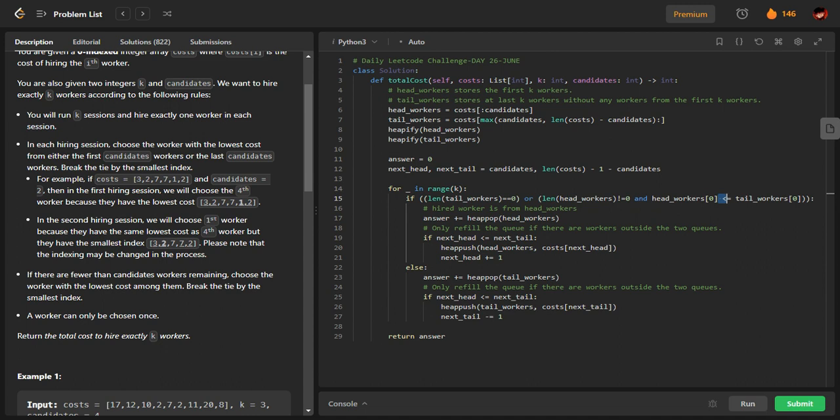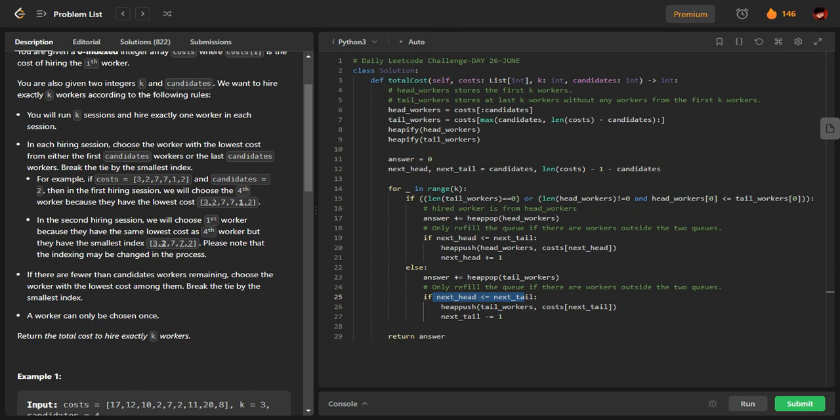Suppose this condition is false. That means the lowest cost worker of the tail workers is much smaller than the lowest cost worker of the head workers. In that case, the hire is going to happen from the tail workers only. Then this part of the code will execute. We'll pop it out and add this cost to the answer. Then the queue is refilled if workers outside the queue are available. If any worker is outside of both queues, it will be included. That's what we're ensuring.